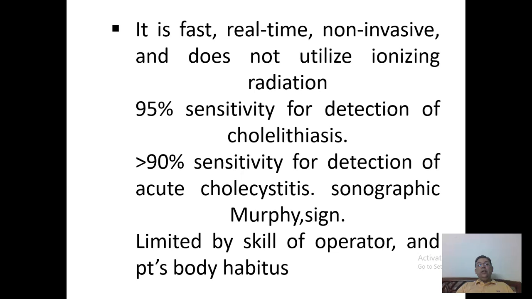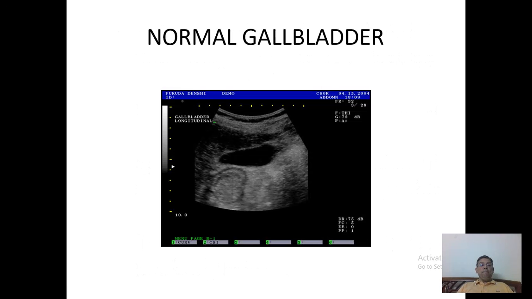Now the ultrasound is 95% sensitive for gallstones, and it is more than 90% sensitive for acute cholecystitis. And you can also elicit a sonographic Murphy sign, which is when you press on an inflamed gallbladder. Because of the pain, the patient arrests his or her breath. But this is the very important thing, that it is limited by the skill of the operator and patient's body habitus. बहुत ज़्यादा मोटे लोगों में अल्ट्रासाउंड से इमेजिंग को करना ज़रा दुश्वार है.